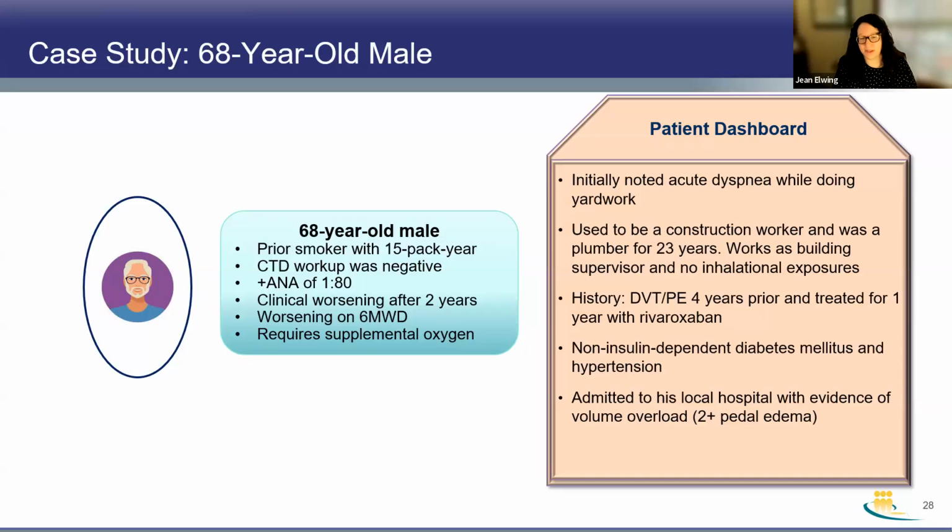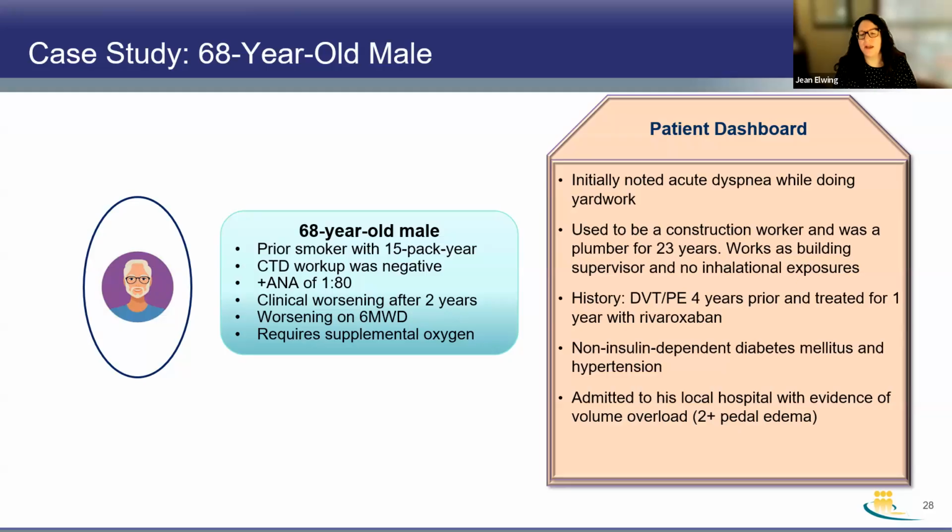It's a 68-year-old gentleman, 15-pack year history of smoking, has a positive ANA, clinical worsening for 2 years, worsening on 6-minute walk distance, and requires supplemental oxygen. Initially, he was just short of breath when he was working outside in the yard. He was a construction worker, plumber for 23 years, but no exposures.